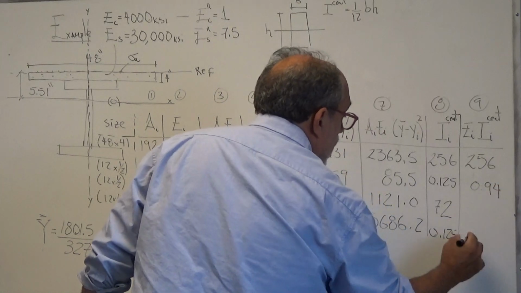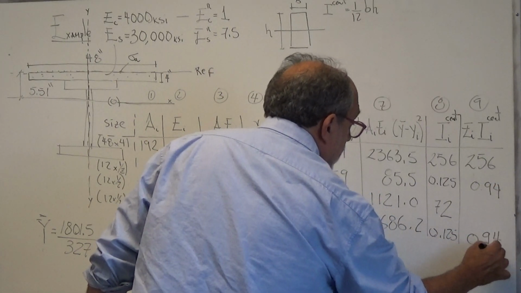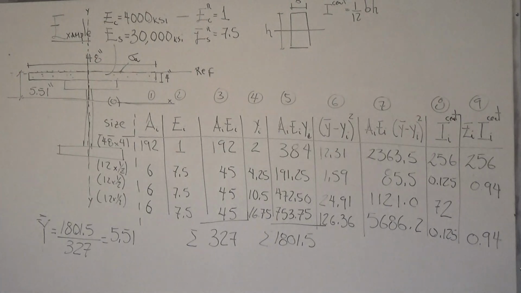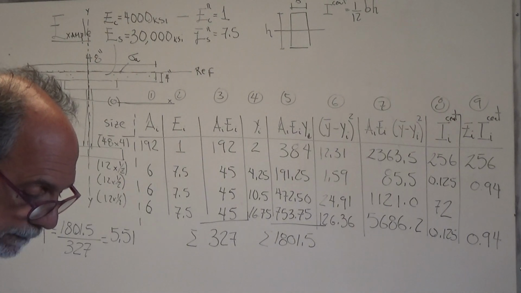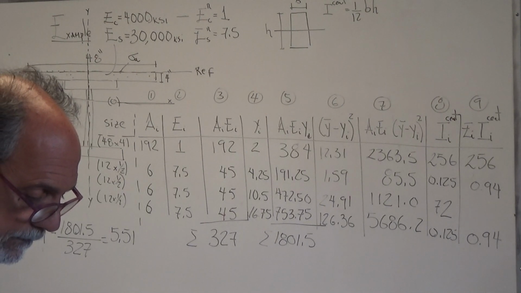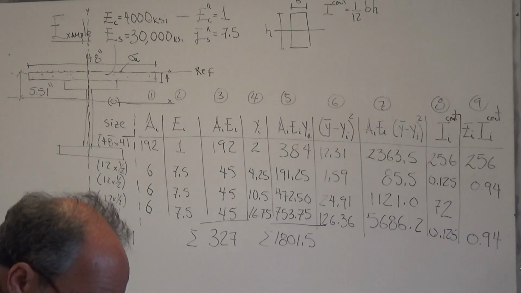0.94 here. We get 0.94 here. And for this one it is 72 times 7.5, or 540.